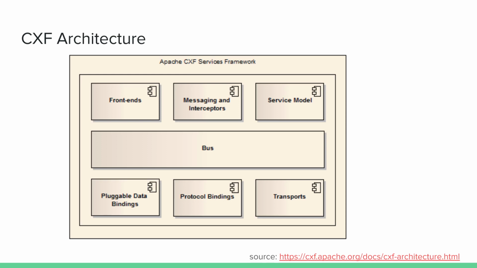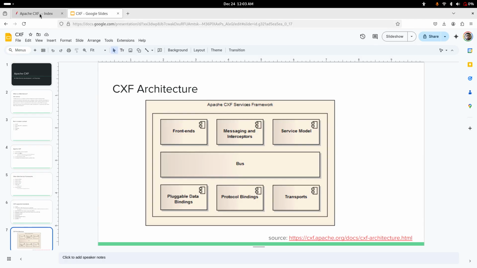So the CXF architecture comprises these components that you see in the slide. It has a bus, and then it has front ends, messaging and interceptors, a service model, transports, protocol bindings, and pluggable data bindings. To understand what this is, let's start off with the bus. The bus is the most important piece in the CXF architecture. I extracted this from the CXF documentation over here.